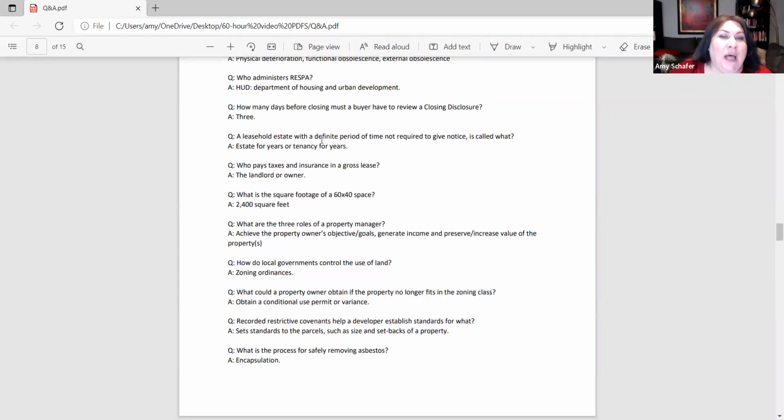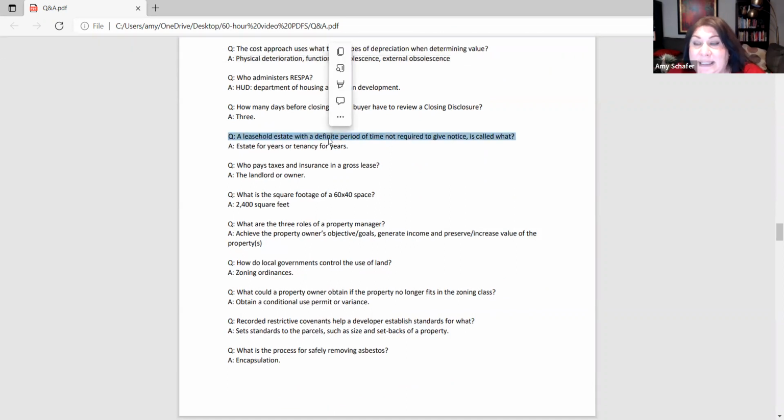Okay. A leasehold estate with a definite period of time. This is going into leases. You'll have 2 lease questions on the exam. Which type does not require a notice to be given by the tenant? And that is a tenancy for years. It's for a definite period.